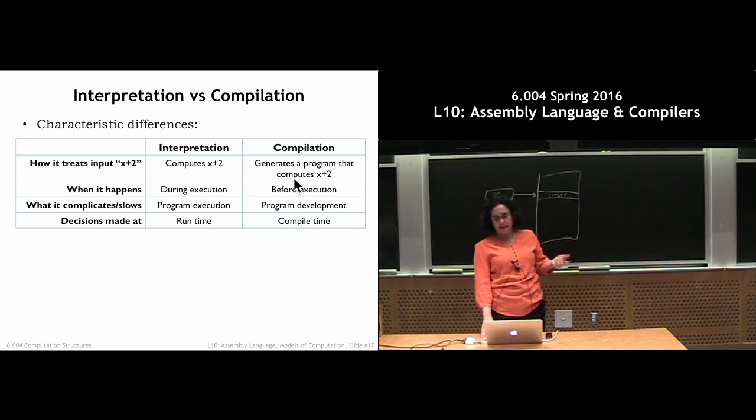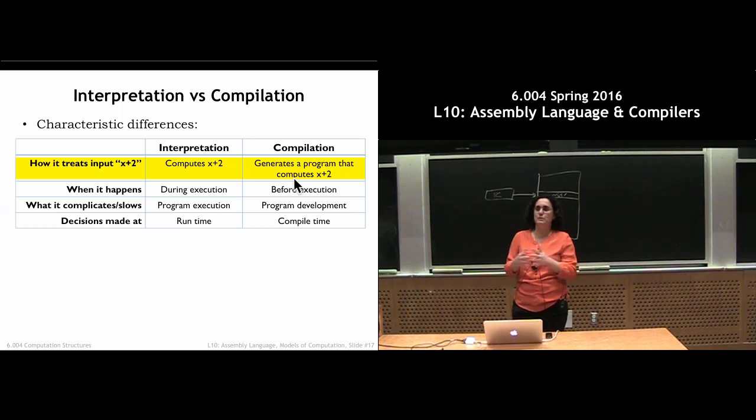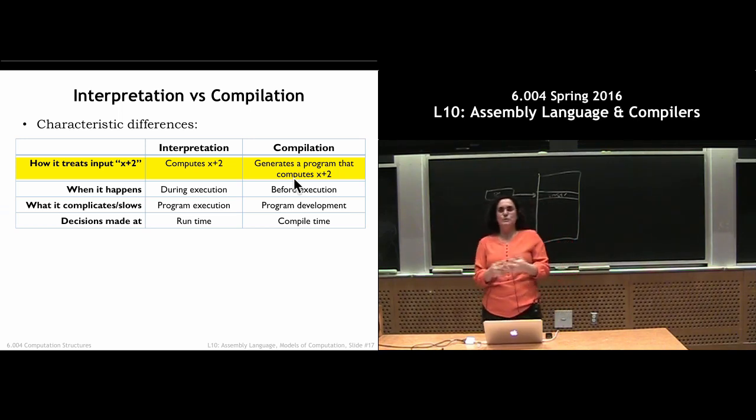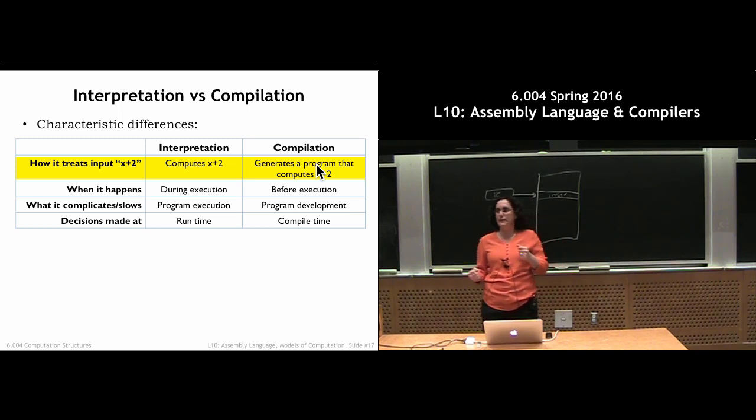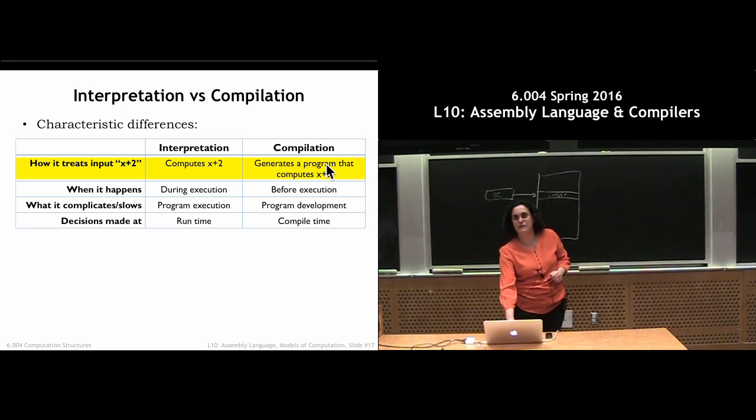So just to quickly summarize the difference between the two, suppose that I have an expression x plus 2. If I'm using interpretation, the way that that's going to work is I'm actually going to take the value of x, add 2 to it, and I'm going to do that as I'm executing the program. In compilation, I'm not going to do that. Instead, I'm going to generate a program that has the ability to add x and 2. And so it's going to know how to fetch this operand x from memory and then perform an add instruction in order to ultimately execute x plus 2.